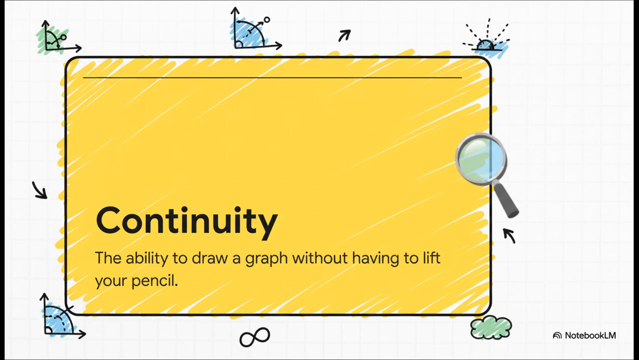And what do we even mean by continuous? Well, there's a fantastic, really simple way to think about it. A function is continuous if you can draw its entire graph without ever lifting your pencil off the paper. If it's just one smooth, unbroken line with no breaks, no gaps, no sudden jumps, you've got a continuous function.